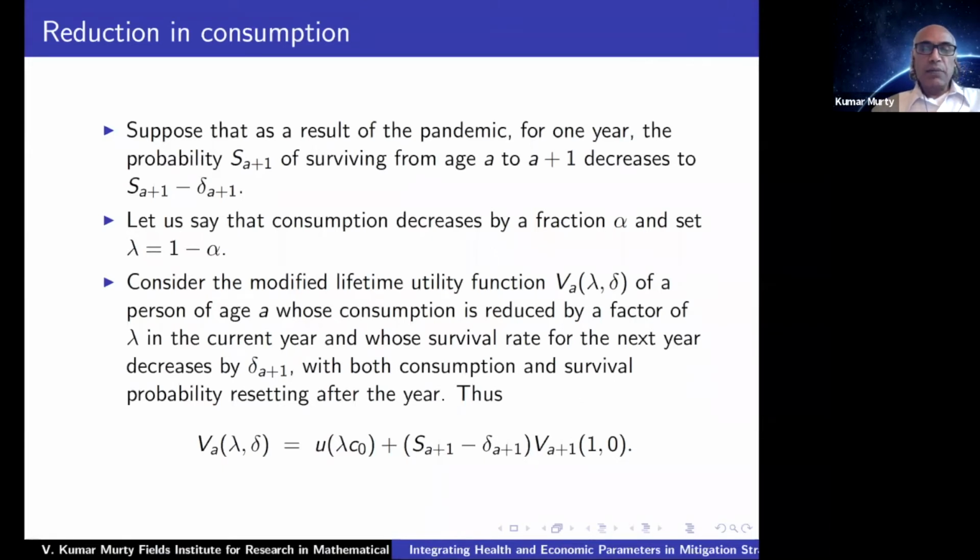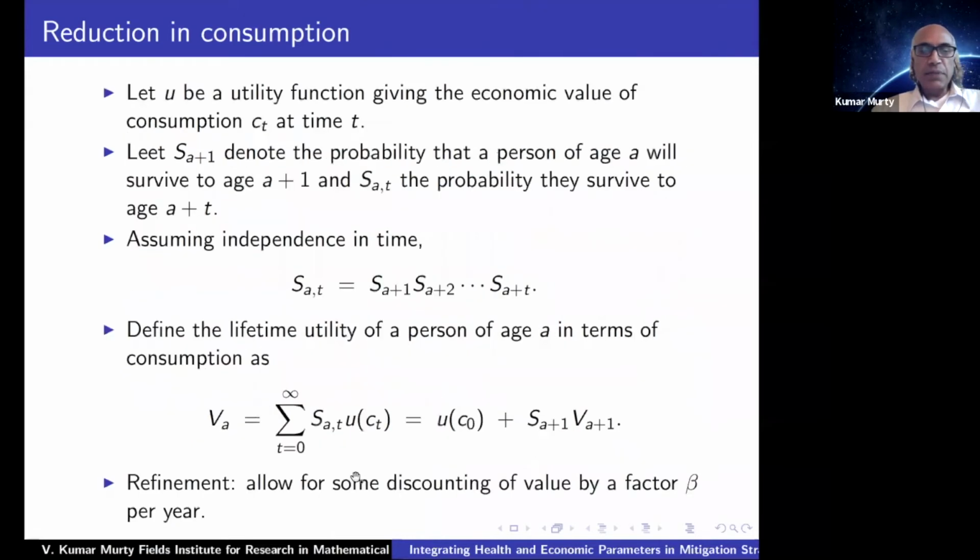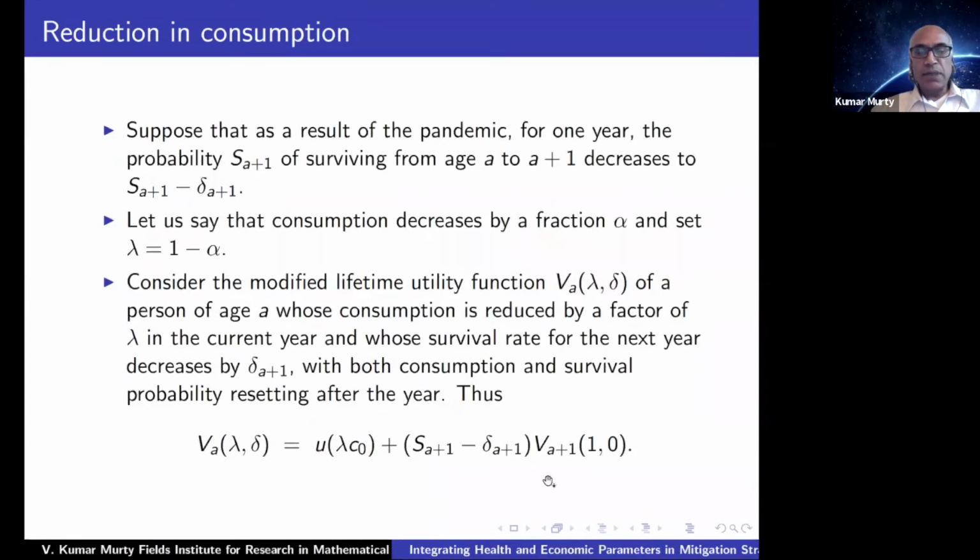In other words, my survival rate for the next year has gone down, and to deal with that, I've also reduced my consumption by lambda. Okay, so if you do those parameters, then what happens? What I had on the previous page, this V_A equals this one, becomes replaced by this formula. The initial time consumption has been replaced by lambda C, and then the next stage, the survival probability to the next year has been decreased, but after that it gets reset, so it goes back to 1, 0.